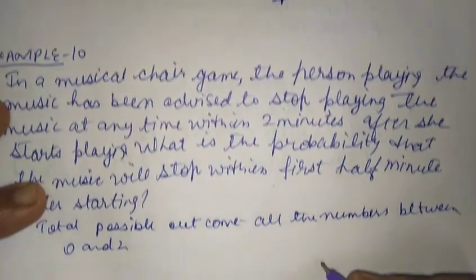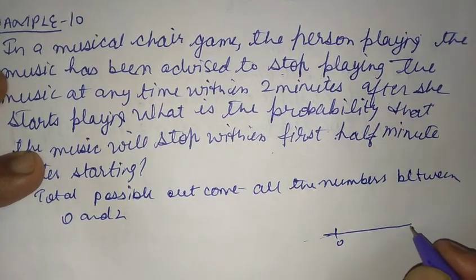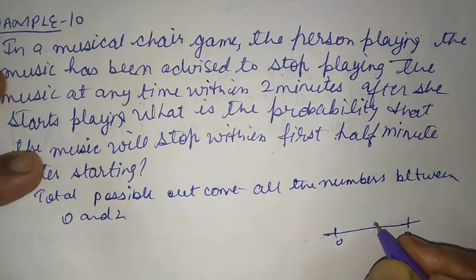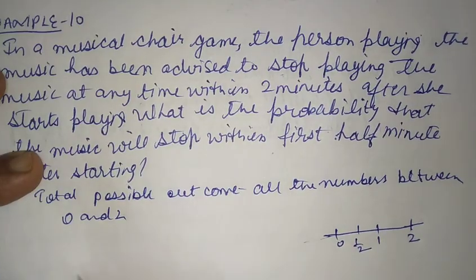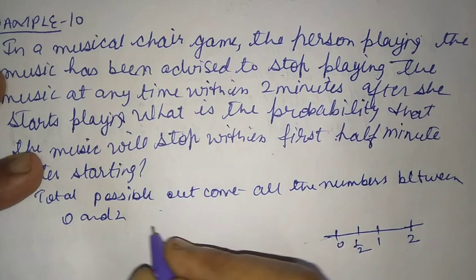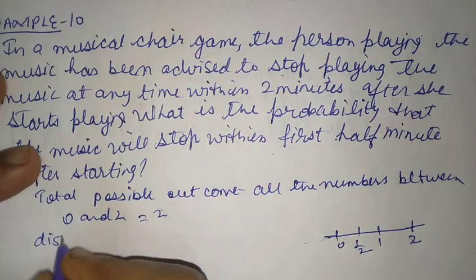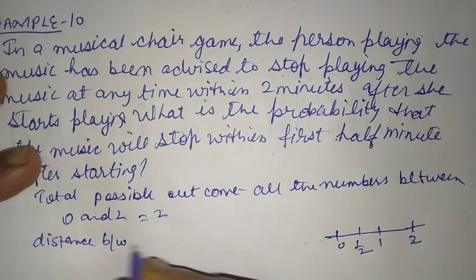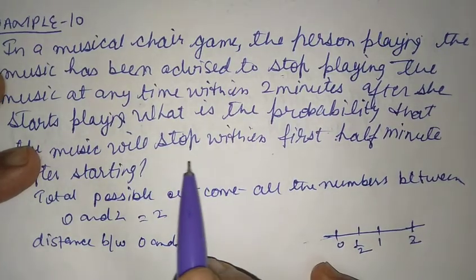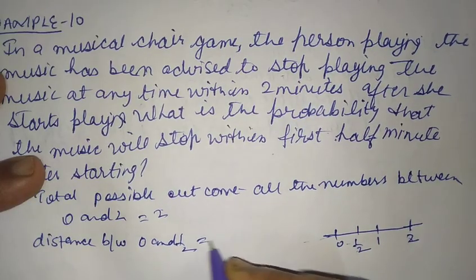Let's say this is our time, starting from 0, and it should be stopped between 0 to 2 minutes. So we have 1 here and half here. The total possible outcome is all the numbers between 0 to 2. The distance between 0 and 2 is 2. We have to find the probability that the music will stop within the first half minute, so the distance between 0 and half is half.